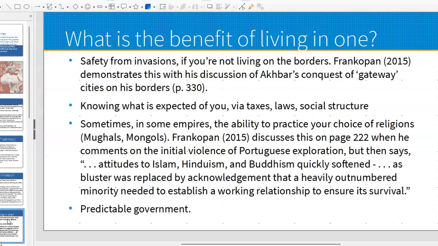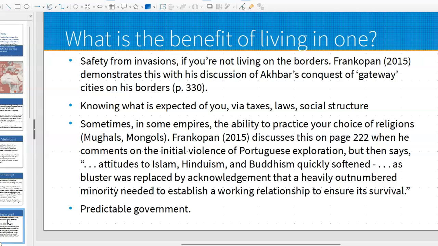All right, so the benefits of living in one, most of you kind of nailed this. In theory, safety from invasions if you're not living on the borders. And Frank gives us a good example when he discusses Akbar's conquest of what were known as gateway cities on his borders and the expansion of the Mughal Empire. This was on page 333.